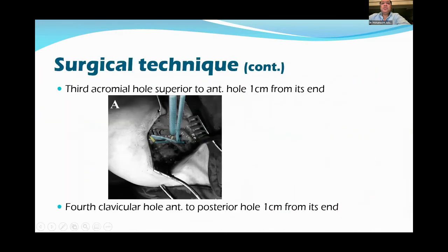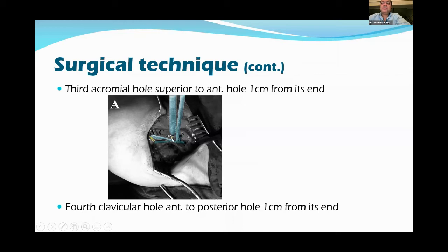The next step is to make a third and fourth hole. The third is an acromial hole from superior to the anterior border of the acromion, and the fourth is a hole into the clavicle, only 1 centimeter from its lateral free end, from anterior to posterior. Then we pass the free, long end of the fiber tape into the superior hole, from the superior hole to the anterior hole.